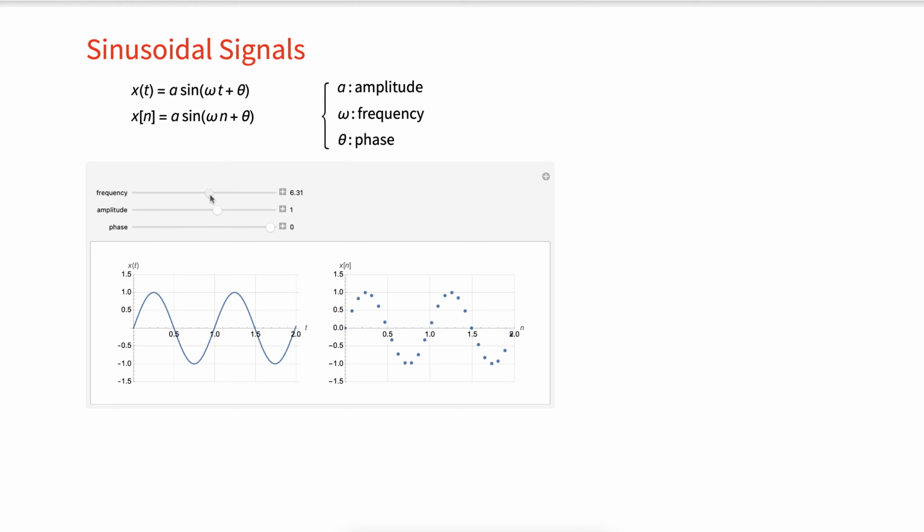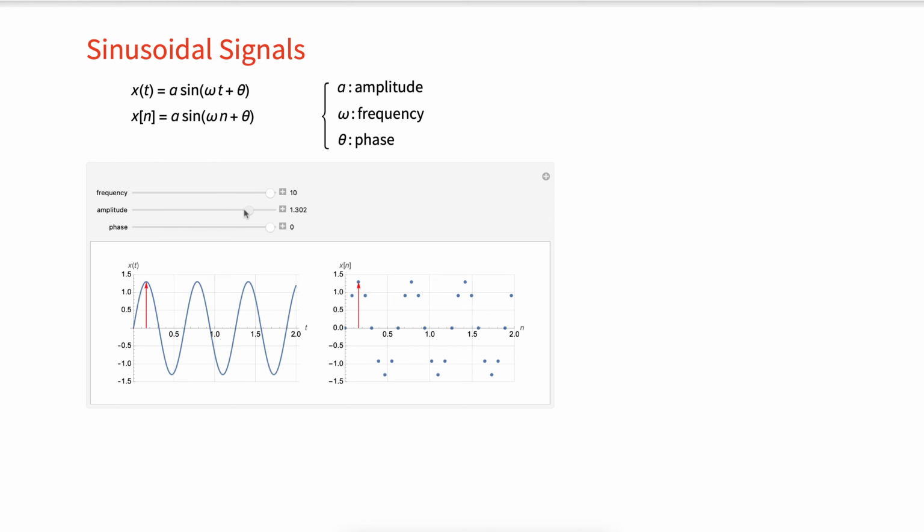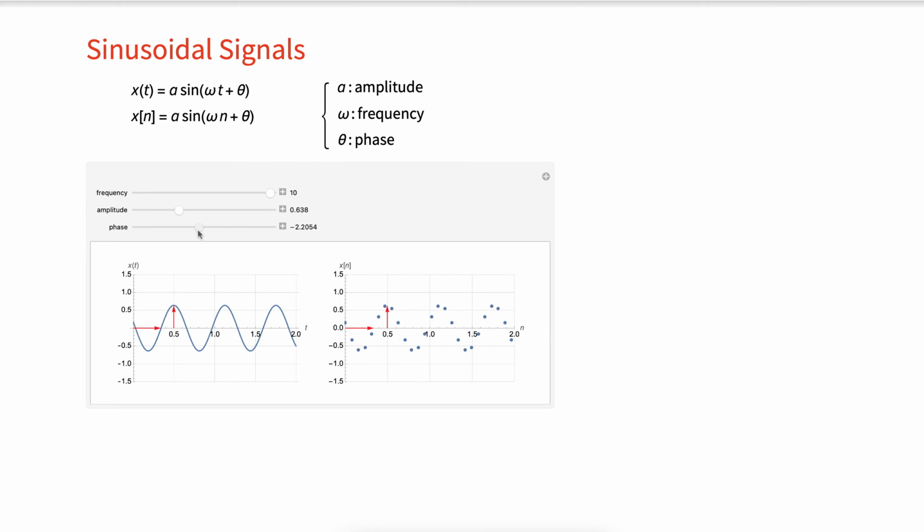Also, changing the frequency has the same effect. Changing the amplitude causes the same signal magnification or reduction. And again, here, changing the value of the phase shifts the signal horizontally. So these two cases are very similar. They, however, have very significant and important differences, which we will discuss next by going through some of their properties.